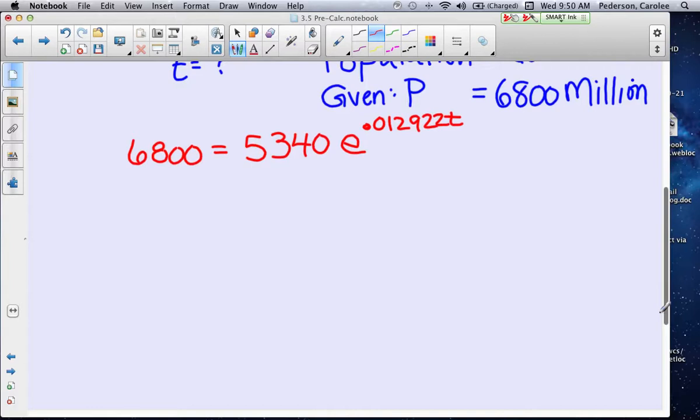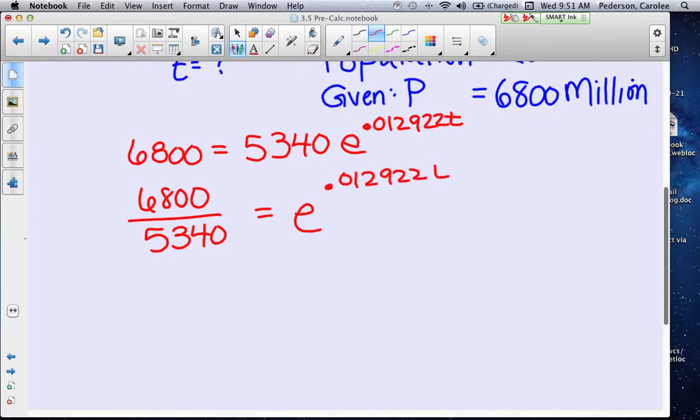Now think back to the last few days when we solved equations. What are we solving for? T. Think back to 3.4 lessons. How do we solve that equation for T? Before we can ln it, divide it first. So 6,800 divided by 5,340 equals E raised to the 0.012922T. Then with your calculator, let's reduce down that fraction. We get approximately 1.2734.